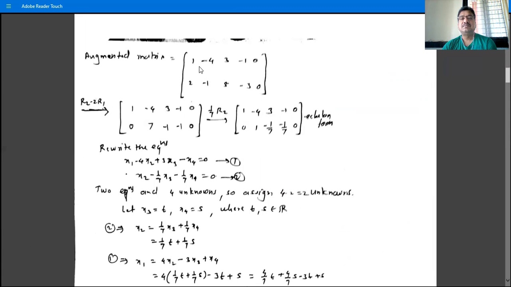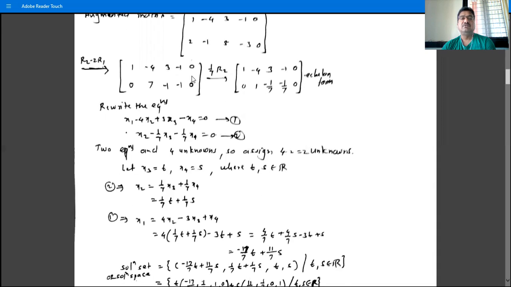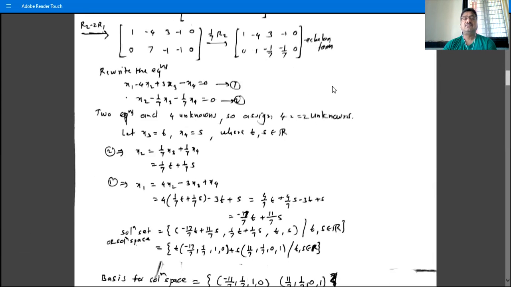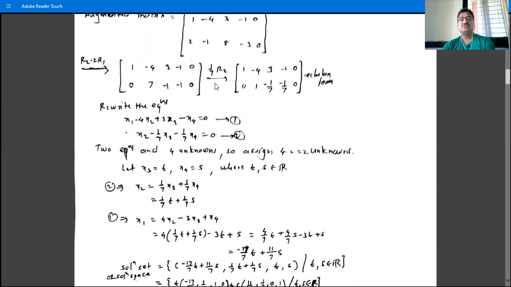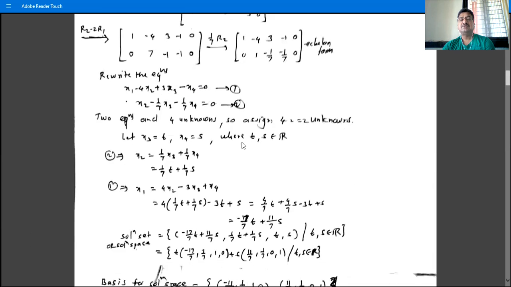Minus 2 times minus 4 becomes plus 8, minus 1 gives 7; minus 6 plus 5 is minus 1, and minus 2 times minus 1 is plus 2, and minus 3 becomes minus 1; 0 as it is. And then we have to reduce this 7 to 1. So 1 by 7 R2, and this is an echelon form. So rewrite the equations. The first equation is x1 minus 4x2 plus 3x3 minus x4 is equal to 0, and the second equation is x2 minus 1 by 7 x3 minus 1 by 7 x4 is equal to 0.